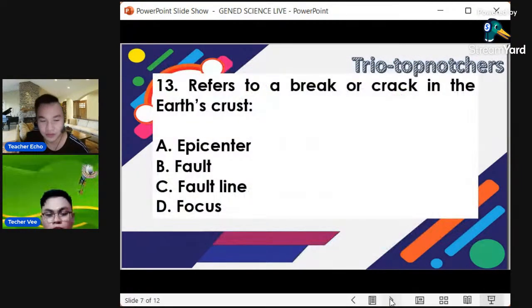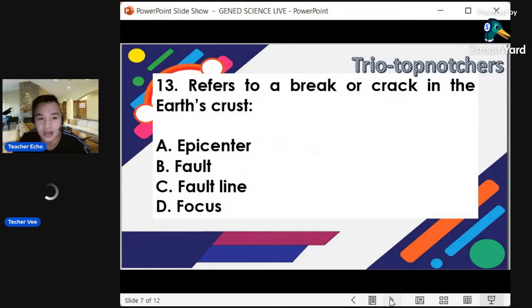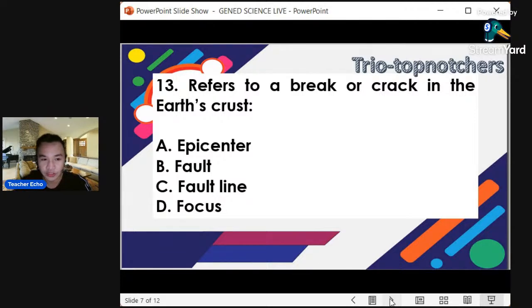Okay? Number 13 refers to a break or crack in the Earth's crust. Is it A, epicenter? B, fault. C, fault line. D, focus. Okay. Ito na po. It refers to a break or crack in the Earth's crust. Saan po ito? Epicenter, fault, fault line, focus. Alright. So ano kaya ang sagot? Okay, may nagletter si fault line daw.